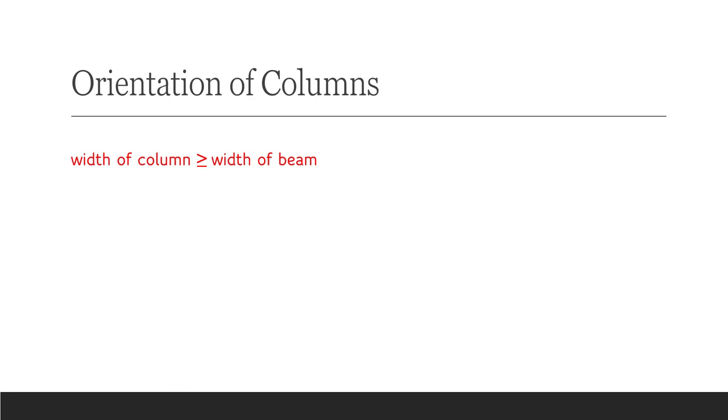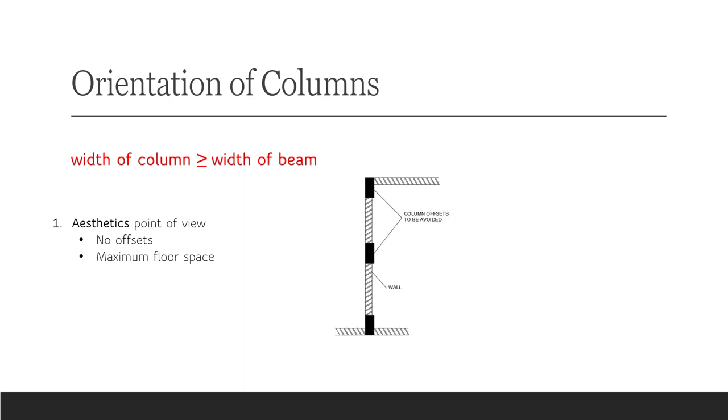For effective load transfer from walls to beams and from beams to columns, it is recommended that width of column should be at least equal to width of beam. From aesthetics point of view, it is also recommended that one should keep the width of column equal to wall thickness so that there will not be any offsets in the working area, and one can get maximum floor space. But doing so, it is required that the other dimension should be increased such that the column will be capable of carrying the design loads.